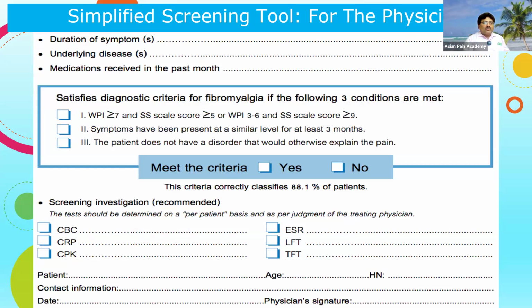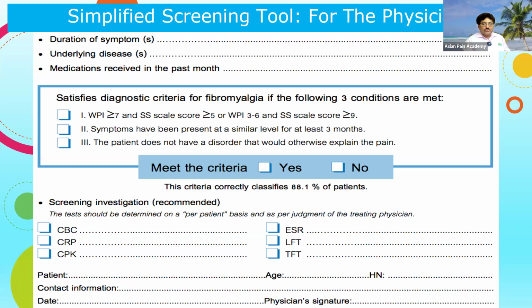And if we find the widespread pain index more than 7 and symptom severity score more than 5, that means 9 plus 3, so altogether it will be out of 12, that should be 5. So if they meet the criteria of widespread pain index of 7 or more and symptom severity index of 5 or more, or the widespread pain index is lower, like 3 to 6, and the symptom severity score is more than 9.